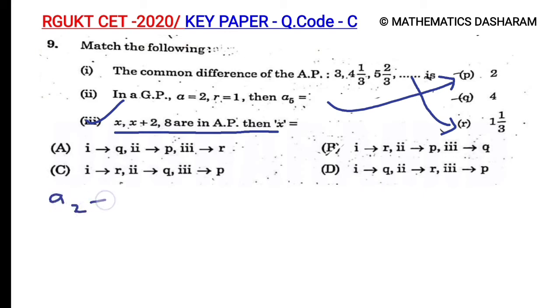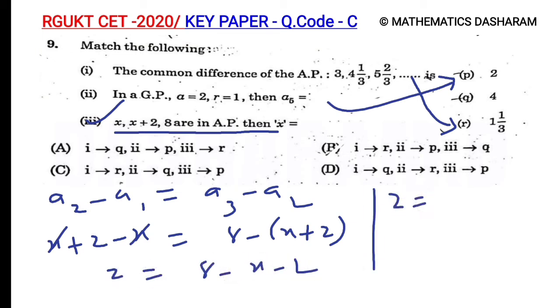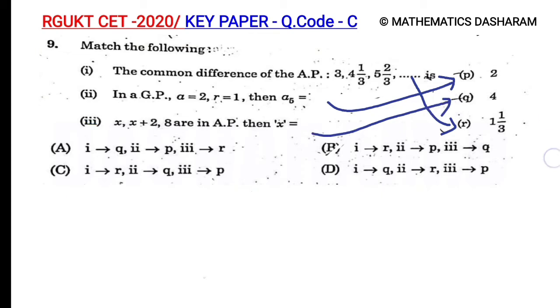So here when the three terms are in the AP, they have a common difference: A2 minus A1 is equal to A3 minus A2. So x plus 2 minus x equals 8 minus (x plus 2). The plus x and minus x cancel. So 2 equals 8 minus x minus 2, which is 6 minus x. So x equals 6 minus 2, x equals 4. So the third one is related to Q. So option B is correct.